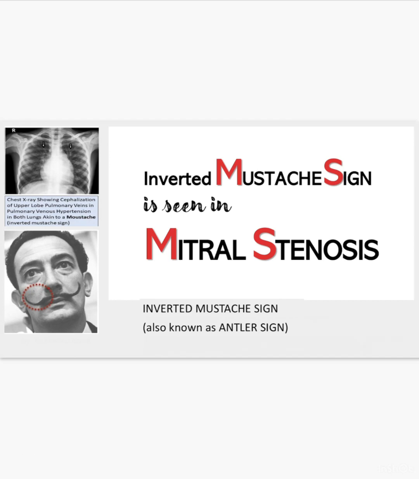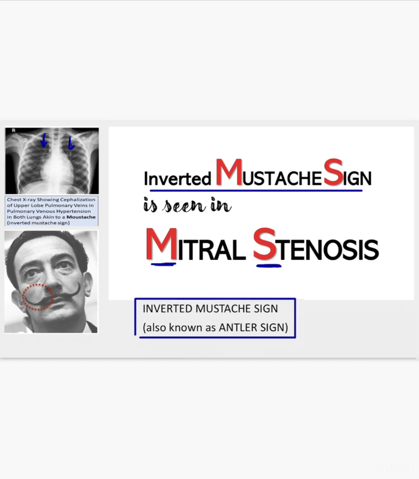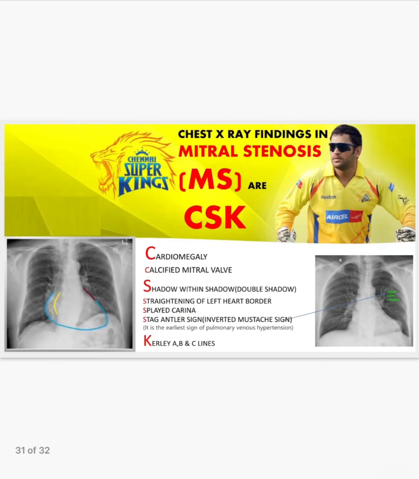Then if you see this x-ray, guys, where it is highlighted, this looks like an inverted mustache sign that is seen in your mitral stenosis. This inverted mustache sign is also known as your antler sign. Again, an important thing. Then what are the chest x-ray findings in your mitral stenosis? MS, you can remember like Mahendra Singh Dhoni, and MS we can recollect, so back to Chennai Super Kings. So let's remember with the mnemonic Chennai Super King.